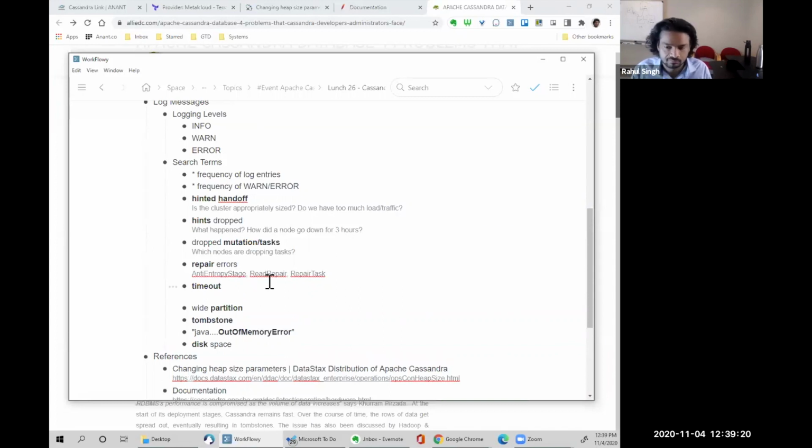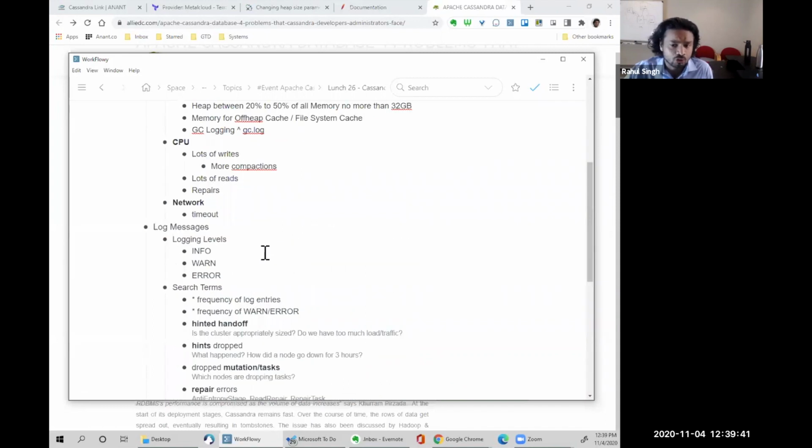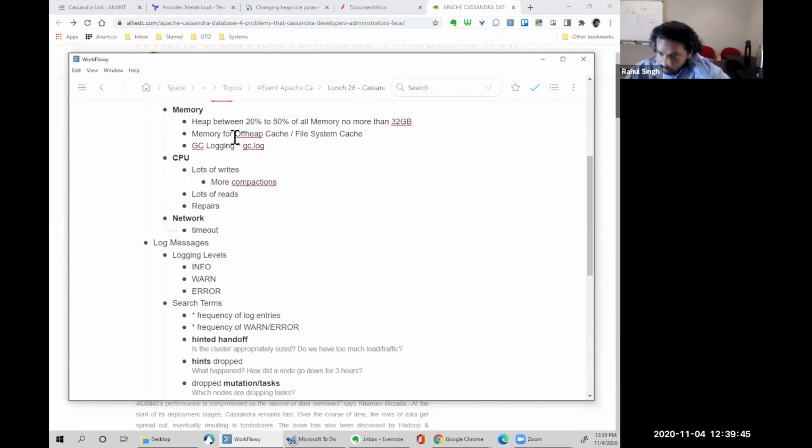Timeout. Connection timeout, request, write. There's a bunch of different things that could be timing out, and it just means the network is not letting you do something, but the network is probably not letting you do something because of one of these.